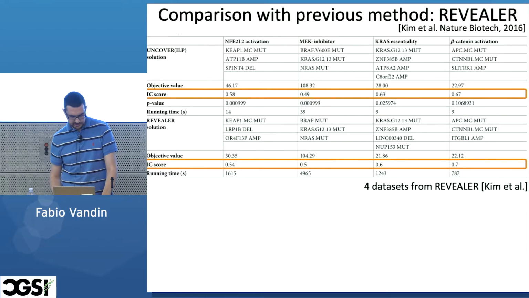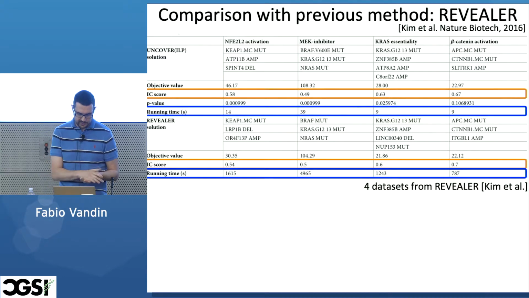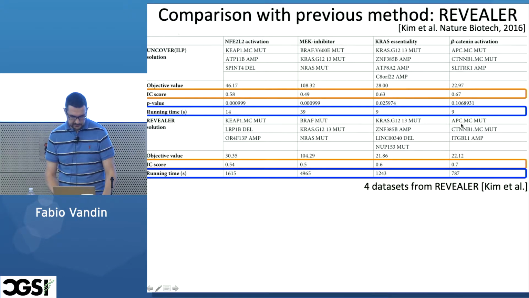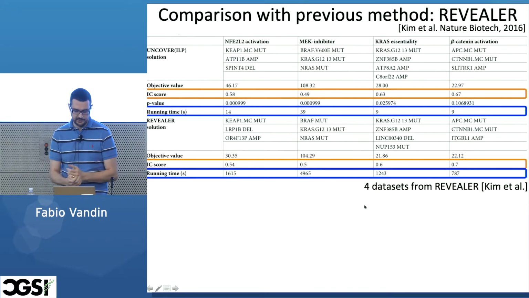And the second interesting observation is that if you look now at the running time, our method only takes, let's say, at most 40 seconds for these 4 datasets, while Revealer takes more than 1 hour for one of these datasets. So our method is much more efficient and can really be used for larger studies.